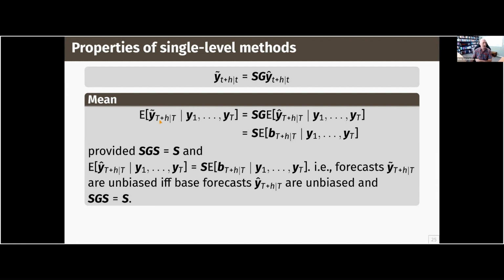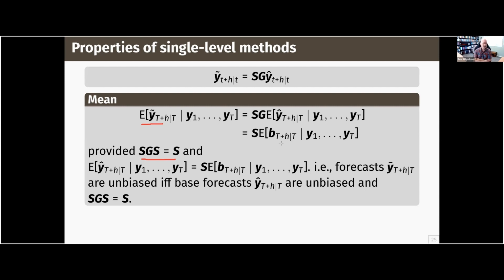So the mean of the forecasts, whether it's top down, bottom up, or middle out, is just going to be S times G times the mean of the bottom forecasts. And so that's going to be S times the expectation of the bottom forecasts, provided we have this condition, and that condition is going to be important going forward. If that happens, then our new forecasts are going to be simply the sum of the bottom level forecasts. And they're going to be unbiased if those bottom level forecasts are unbiased.